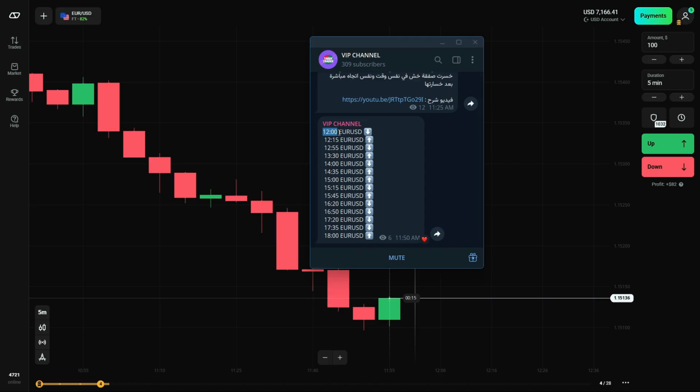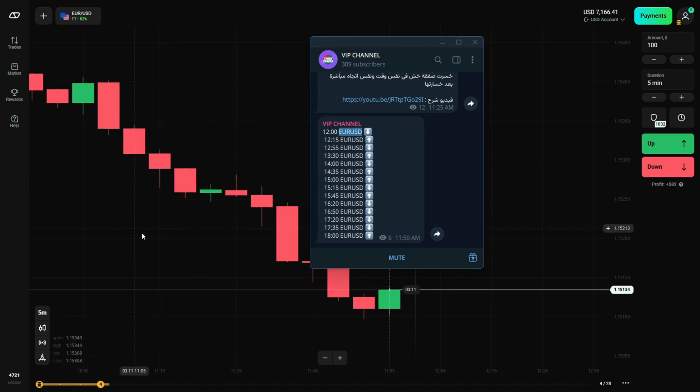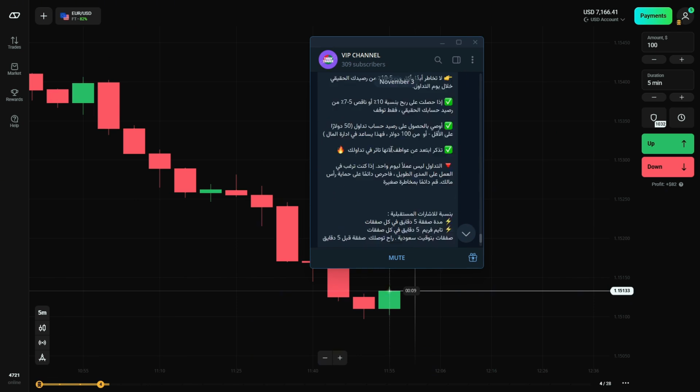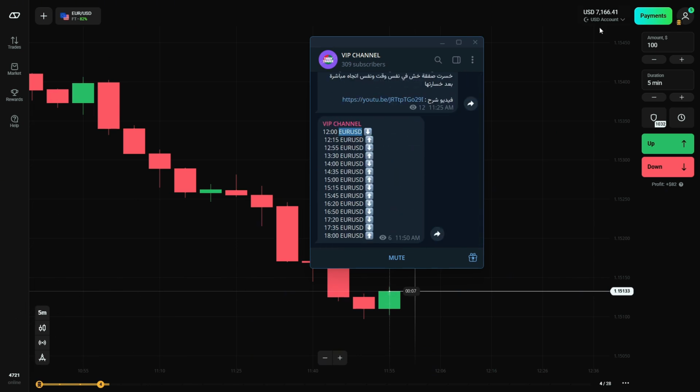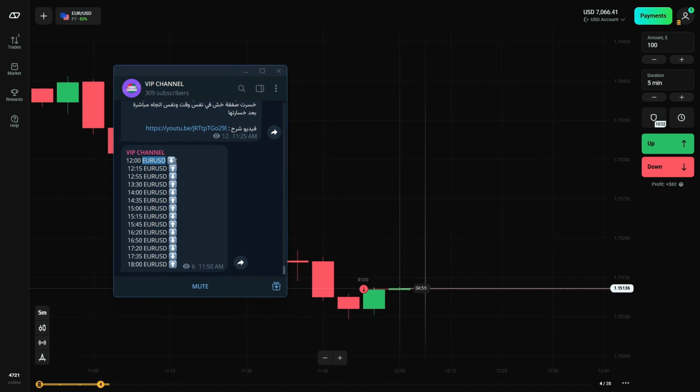So as you can see, we have our first trade, which will be at 12 o'clock, EUR AUD, and it's a sell. We immediately selected EUR AUD, set the trade duration to 5 minutes, and set our time frame to 5 minutes as well. We wait until there are 2 seconds left, and then we enter the trade immediately. This way, we entered the trade directly, as you can see. It's a sell trade because that's what we have.